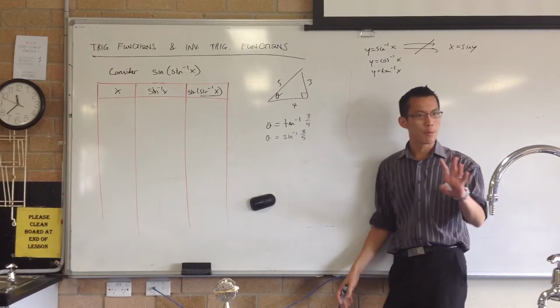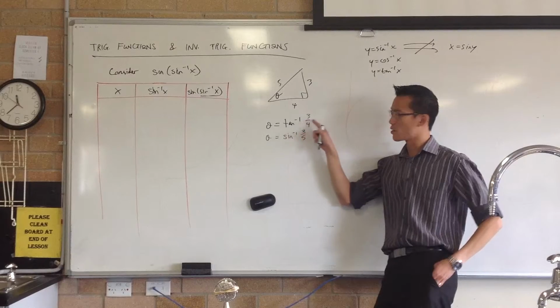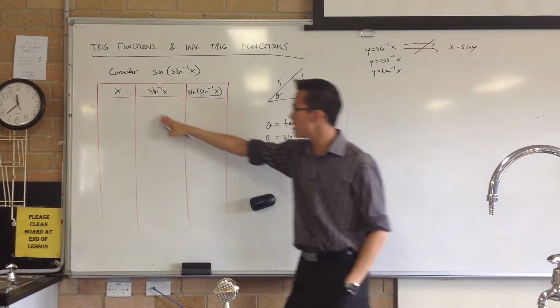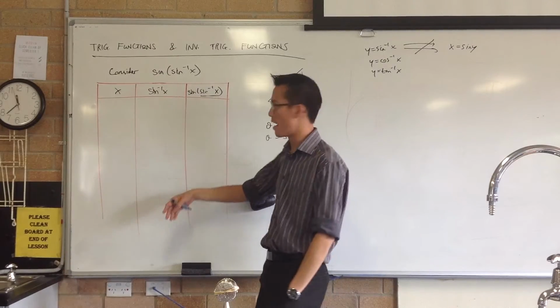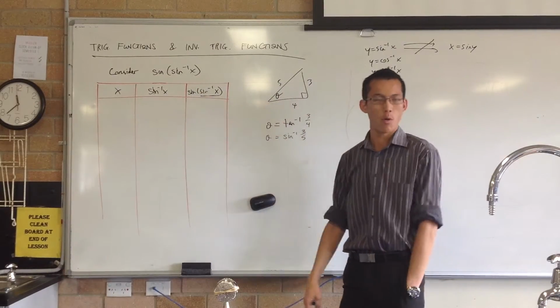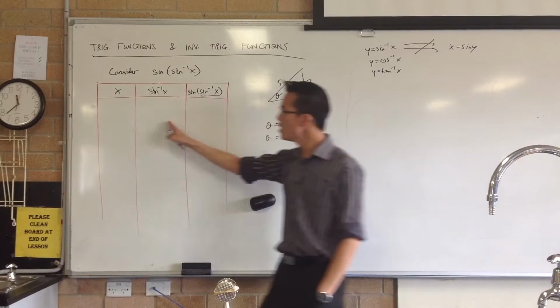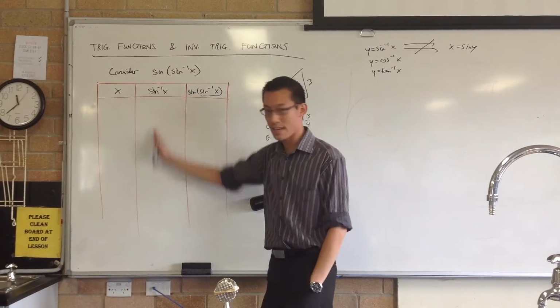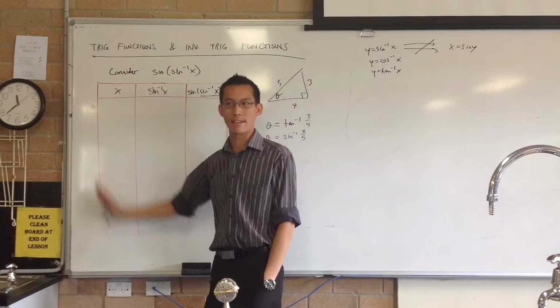Okay. Now, here's my point, though. Tan inverse of something. This is an angle, right? So the things in here are going to be angles. They're going to be pi on 2, pi on 4, pi on 3, or whatever. Okay. So what values of x should we pick? These are not going to be angles. If these are angles, these are just going to be numbers, right?